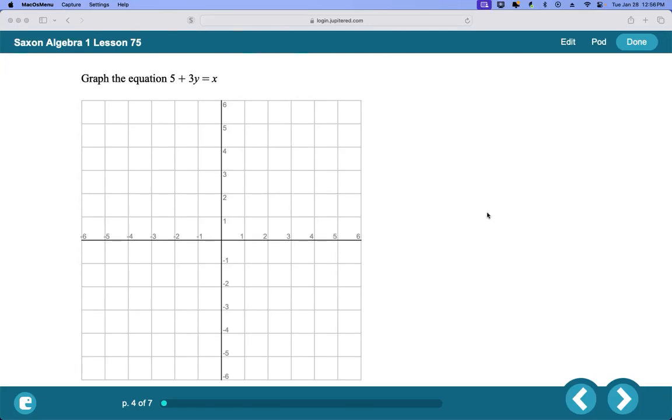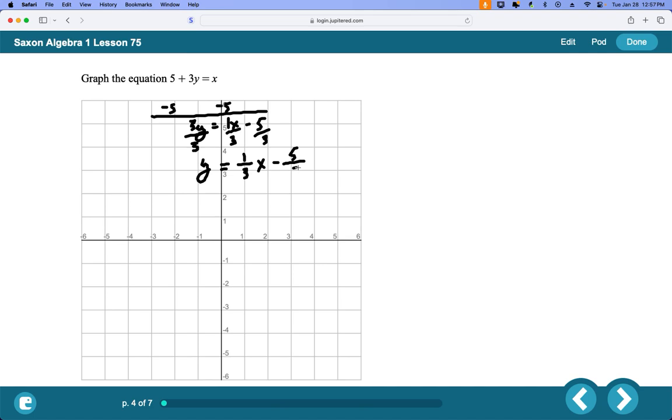Okay, so let's look at the second problem here in lesson 75. We're going to graph the equation 5 plus 3y equals x. Well, first thing we need to do, we've got to get y by itself. So we're going to subtract 5 from both sides, and that's going to give us 3y is equal to x minus 5. Then if we divide everything by 3, we know there's a 1 here. Then we get y is equal to 1 over 3 x minus 5 over 3. That's our equation that we're graphing.